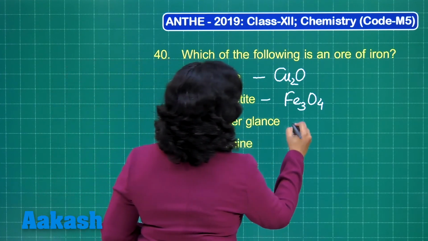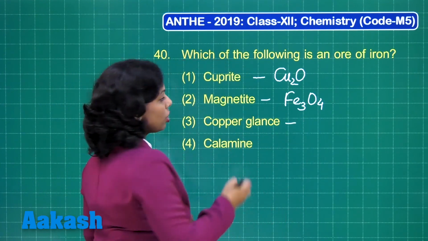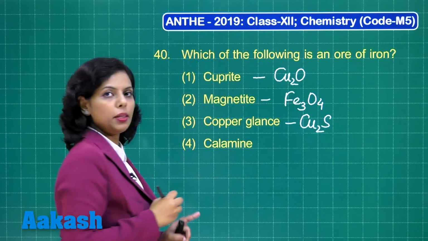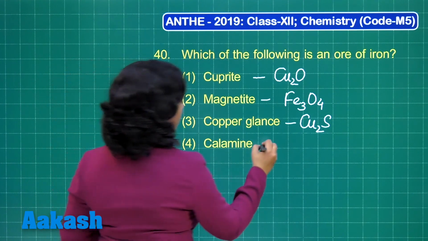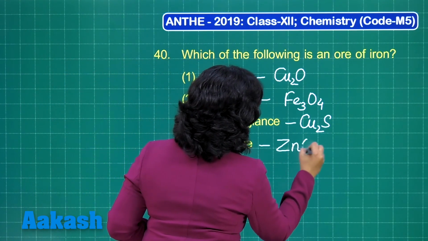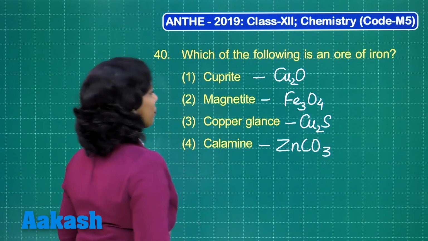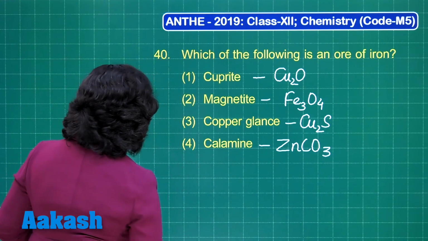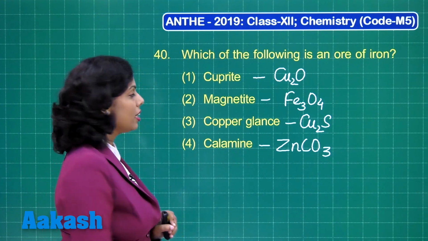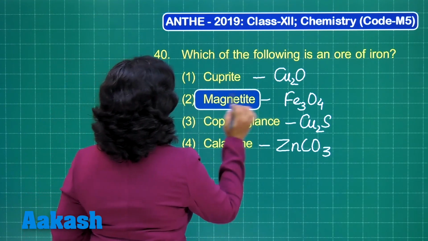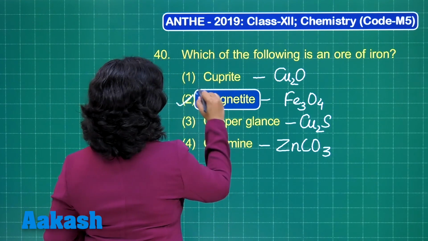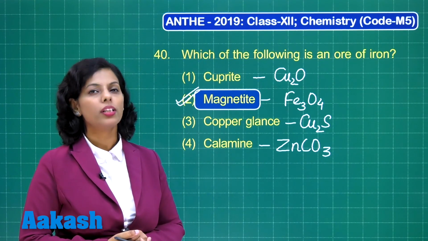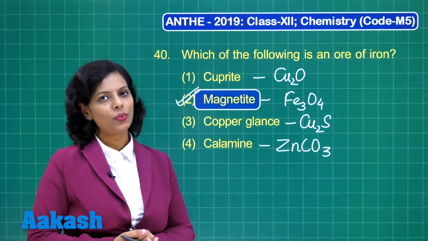Further, copper glance, as the name also suggests, is Cu2S, cuprous sulfide. Further, calamine, zinc carbonate, is ZnCO3. Now, it is very easy to identify. Only one ore of iron is given in these options, that is magnetite. And yes, on the basis of this, the correct answer becomes option 2. Now, the turn is for the next question, that is question number 41.